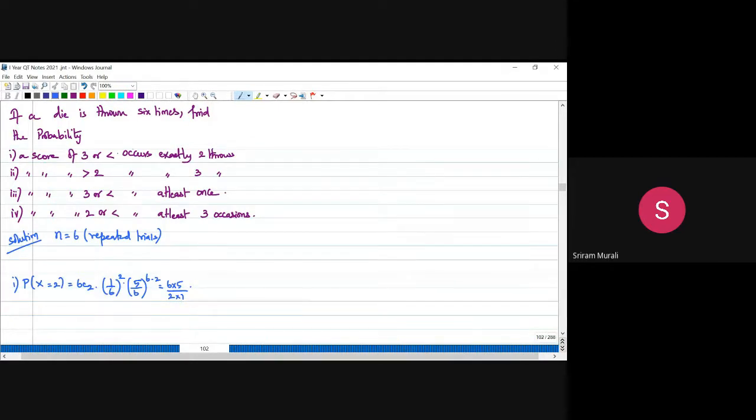A score of 3 or less. I made a mistake. A score of 3 or less means that is the probability. The probability that the score is 3 or less, in a given 6. What is the chance? It is 3: 1, 2, 3. That is why it is 3 by 6. Therefore, it is 1 by 2. So what should be Q? It is 1 minus 1 by 2. This is also 1 by 2. So this must be 1 by 2.